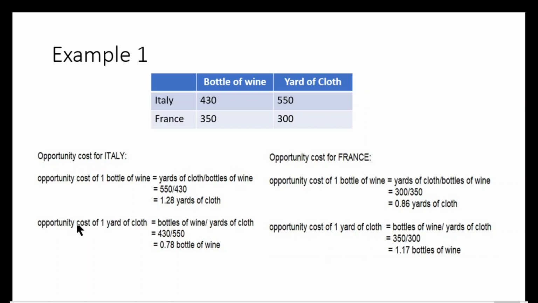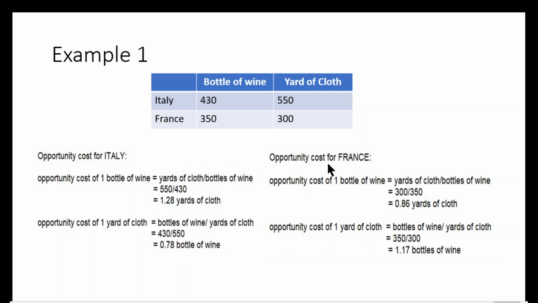of cloth. For making 1 yard of cloth, we will be using the formula bottles of wine over yards of cloth to compute its opportunity cost. We are using the yards of cloth as denominator since the opportunity cost we're computing is for the yards of cloth. So again, the formula is bottles of wine over yards of cloth. That is 430 divided by 550. So we'll get 0.78. So in making 1 yard of cloth, it has to forgo 0.78 bottle of wine.